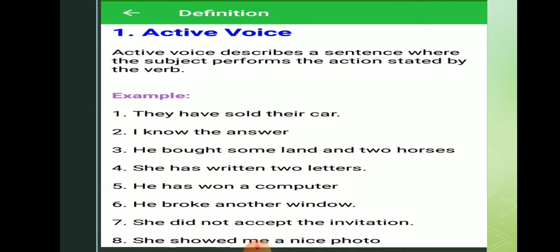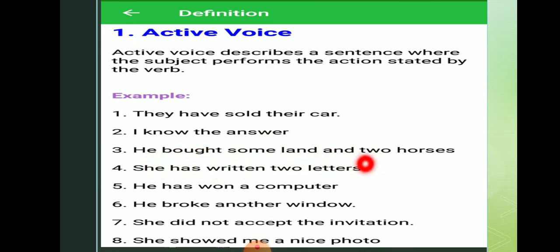So the next slide gives you the definition for active voice. Active voice describes a sentence where the subject performs the action stated by the verb. So here more importance is given to the subject or the doer of the action. The following are some examples where the doer is given importance. They have sold their car. They is the subject, have sold is the verb, their car is the object. I know the answer. I is the subject, know is the verb, the answer is the object.